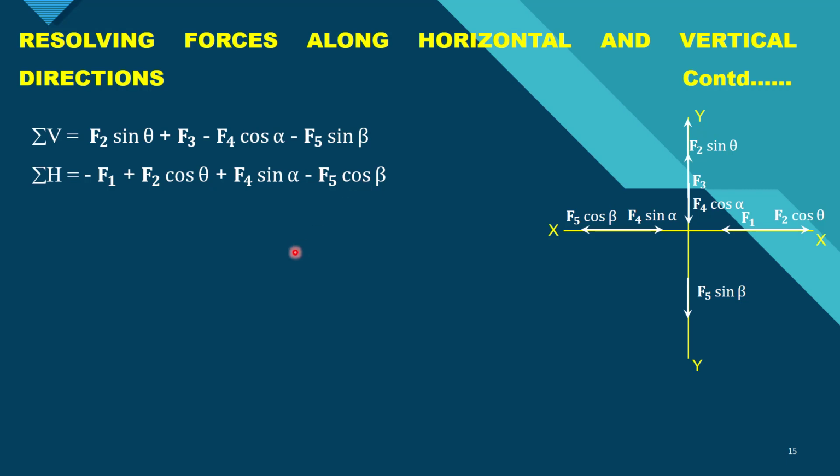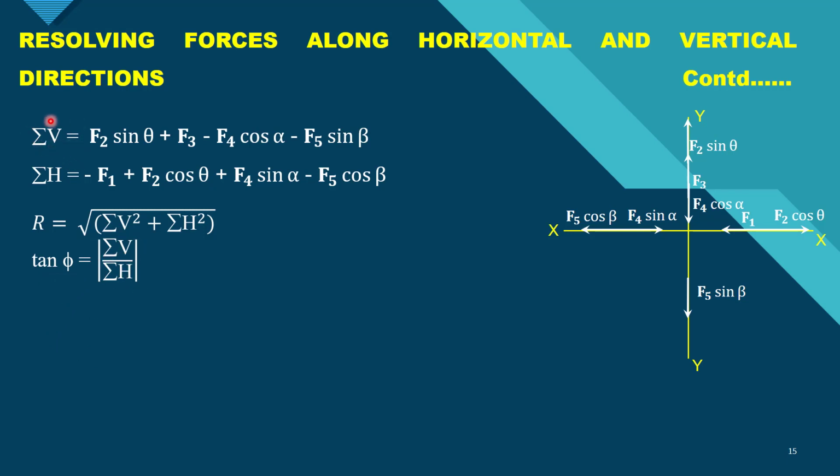Now we can find out the resultant force using the equation R is equal to the square root of sigma V square plus sigma H square. This will give the magnitude of the resultant force. Now, in order to find out the direction, I have used the symbol phi for representing the direction of the resultant force, since theta, alpha and beta are given in the question. So tan phi is equal to the modulus of sigma V by sigma H.